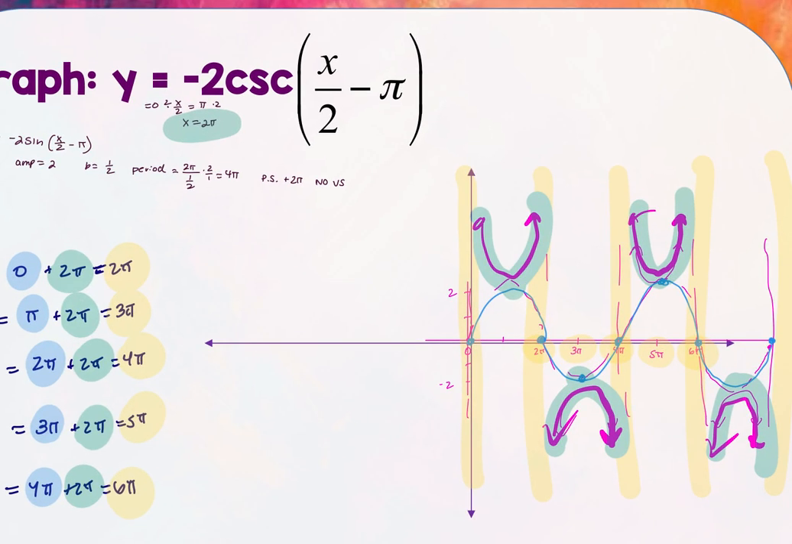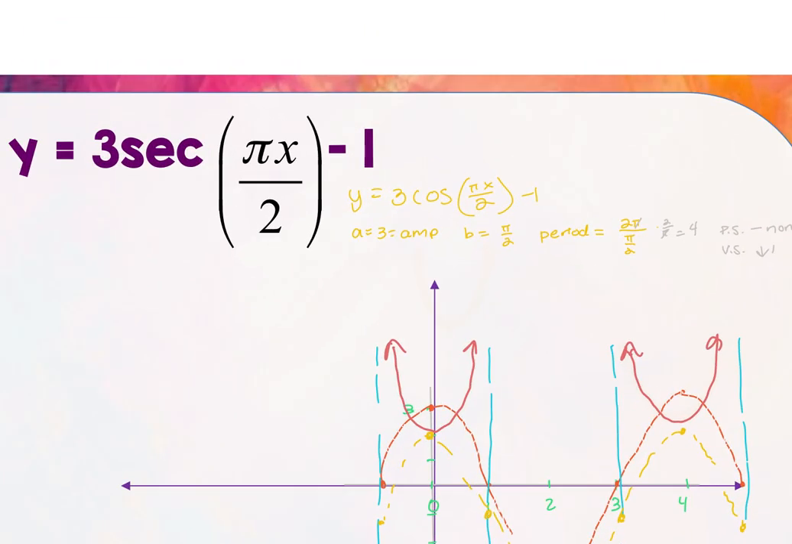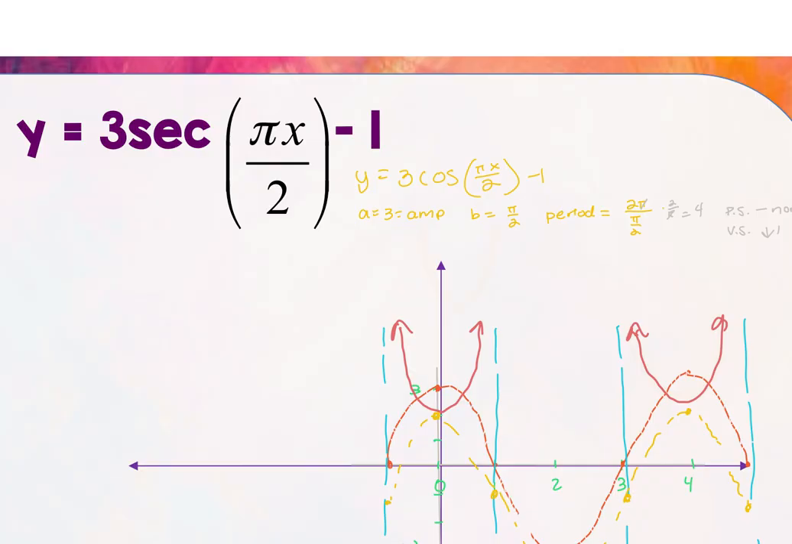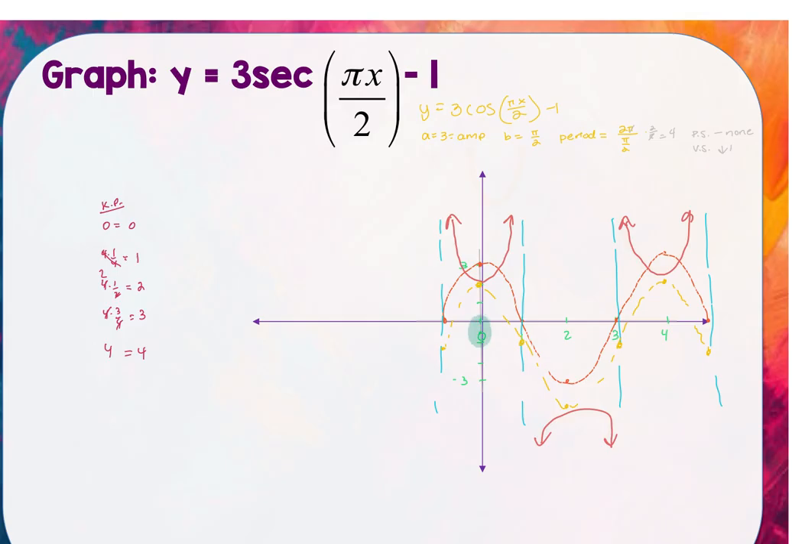All right, I'm just going to go to the last one, which was secant. So now it's secant, which means we're graphing cosine. 3 is your A and your amplitude. B is pi over 2, so the period is 2 pi over pi over 2. Keep, change, flip that, and that means your period's 4. So your initial key points are 0, 1, 2, 3, and 4. There's no phase shift, but there is a vertical shift down. So after you find your key points, you're going to plot those on the graph. That's 0, 1, 2, 3, 4.